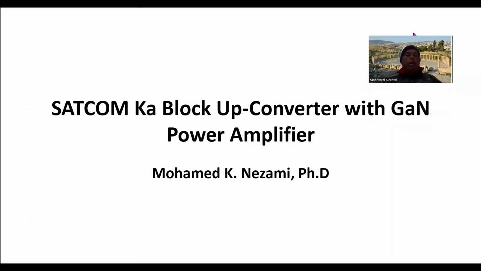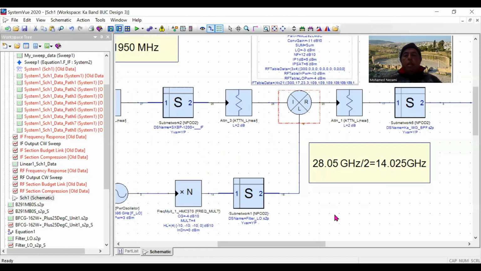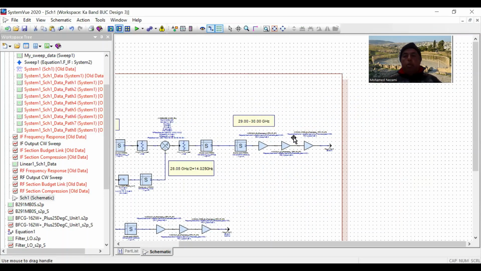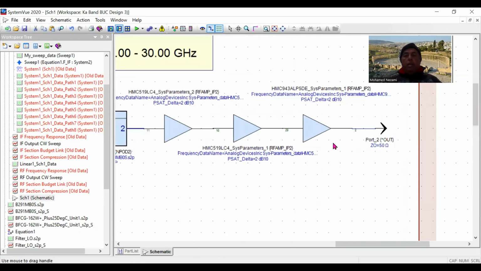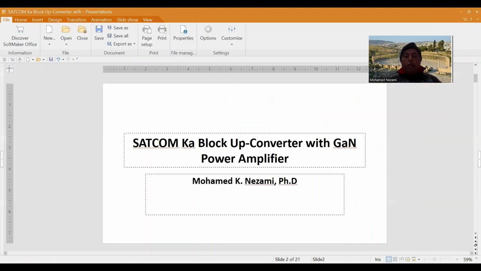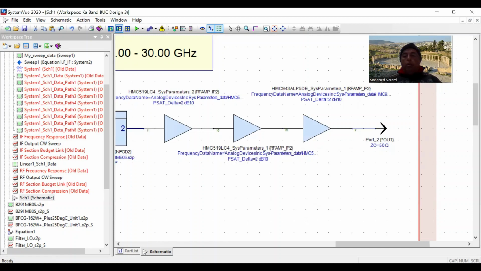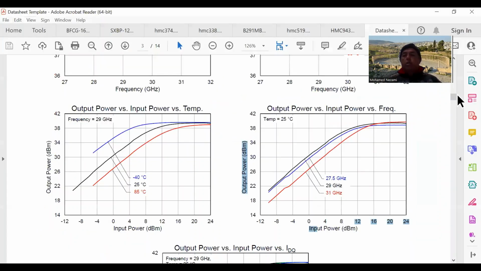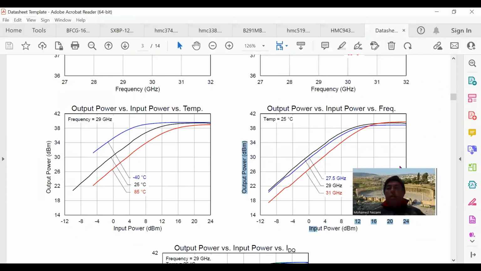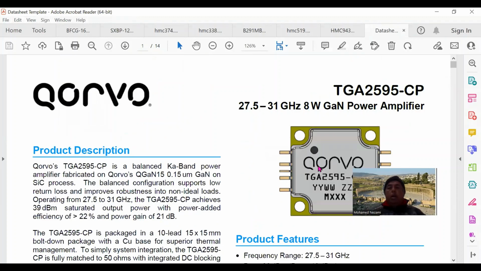So today's talk, like I said, we're going to talk about a SATCOM Ka block up converter with a GaN power amplifier. I forgot one thing. This model that I built here, all of these devices are GaAs devices up to like 1.5 watts. Unfortunately, I didn't have time to finish it. But the objective was to design these to further amplify the signal to get to the tens of watts.